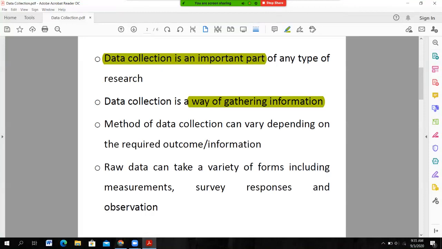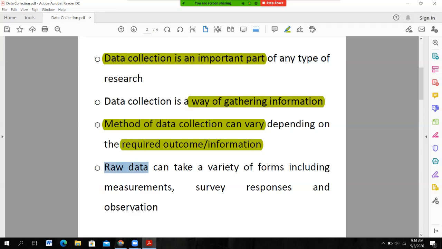And methods of data collection vary, depending mostly on the required outcomes or information. So methods of data collection vary from experiment to experiment. Mostly raw data is collected, and it takes a variety of forms, including measurements, survey responses, and observation.